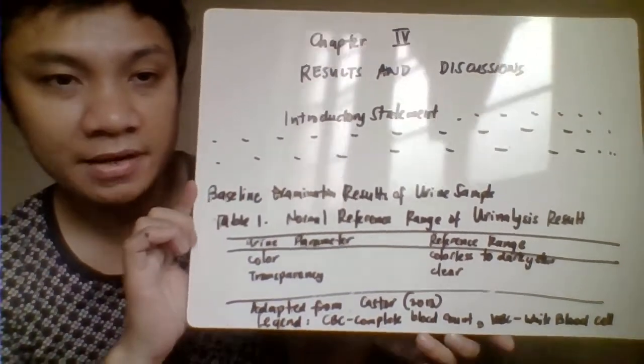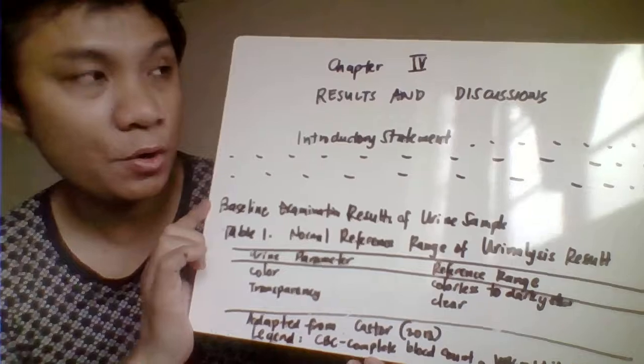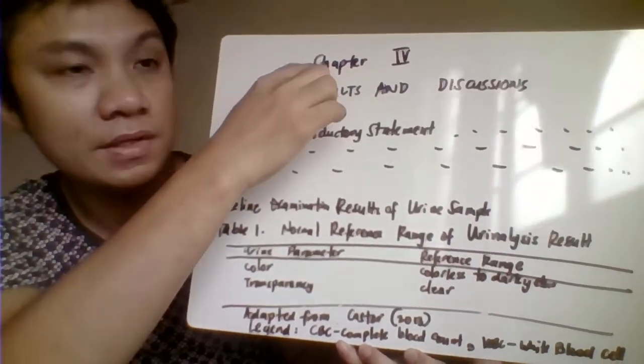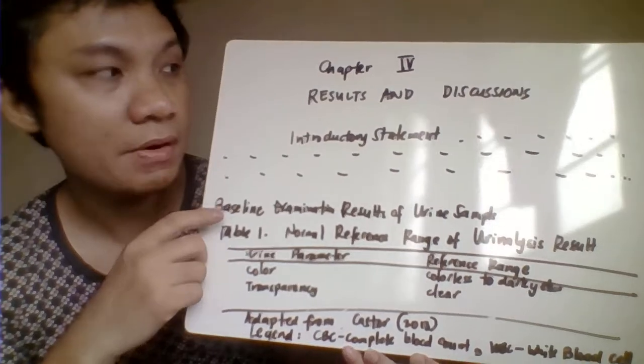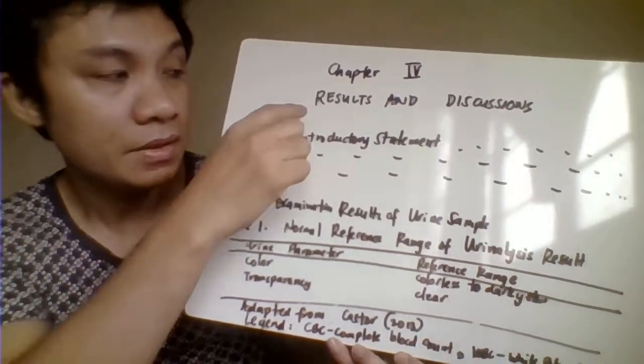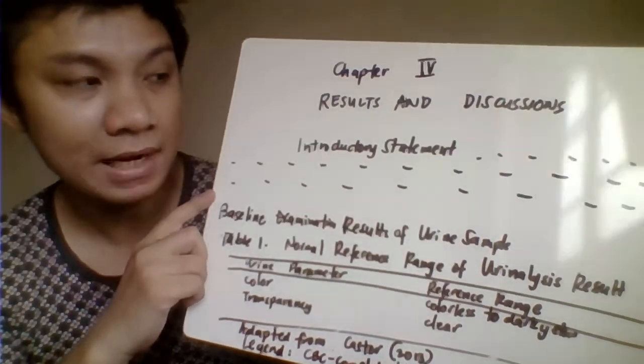Okay, the next one, how are you going to present your result for chapter 4? So again, you write the word Chapter 4, with a capital C and small letters, and write the words here, RESULTS AND DISCUSSION, all in capital letters.